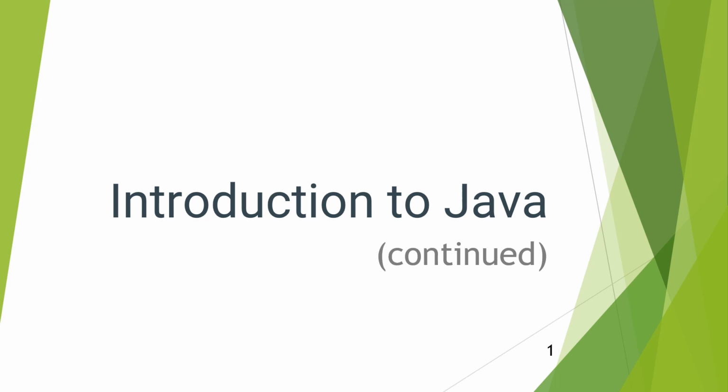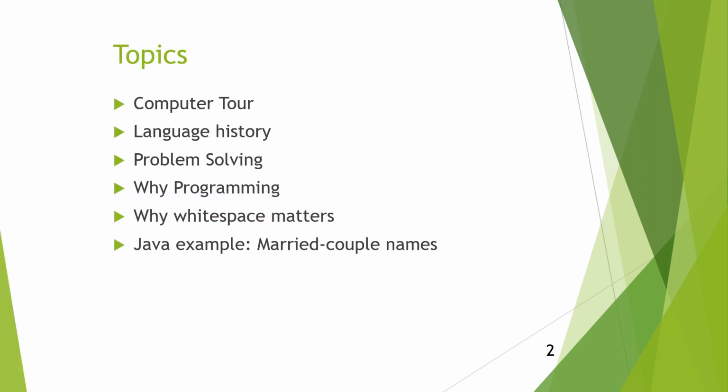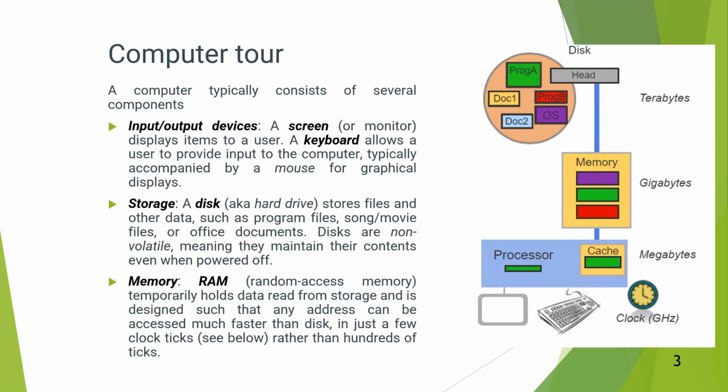So let's continue with the discussion of Chapter 1, Introduction to Java. Topics covered under this are computer tour, language history, problem solving, why programming, why white space matters, Java example, married couple names. So coming to the first topic, computer tour.